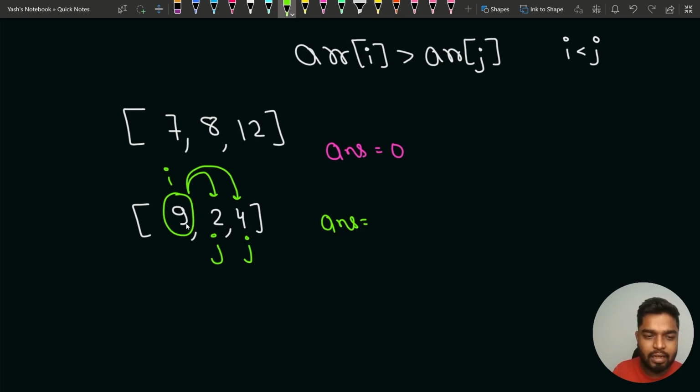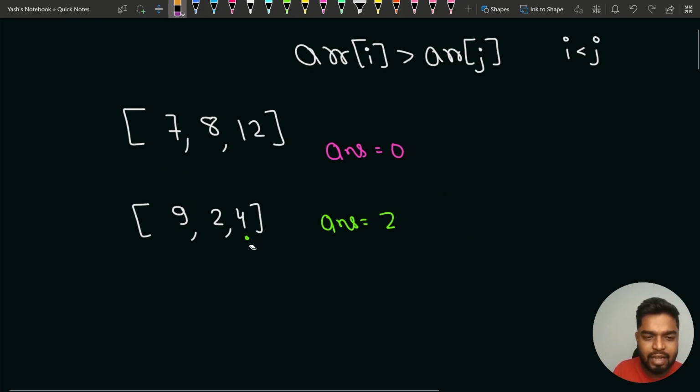So how many counts I can have here? 2, because 9 is greater than 2. I have one pair 9 comma 2, another pair 9 comma 4 here. Now after this, what will happen is if you will put your I index at the element 2 and j will be here. Now this is not an inversion because the ith element is not greater, so will not count. So you can see for this test case the inversions were 2.